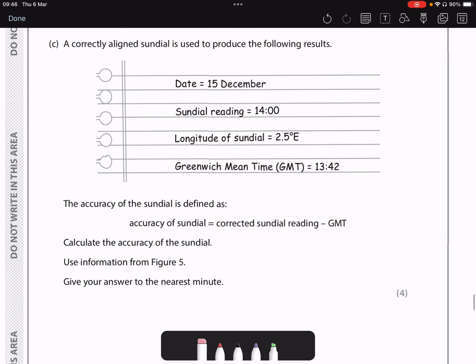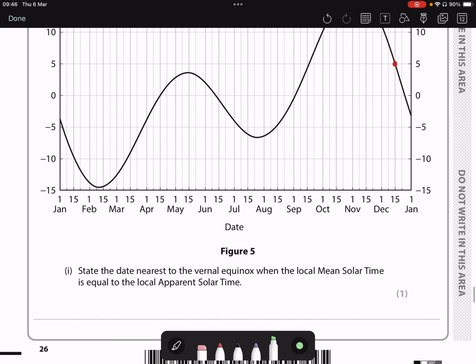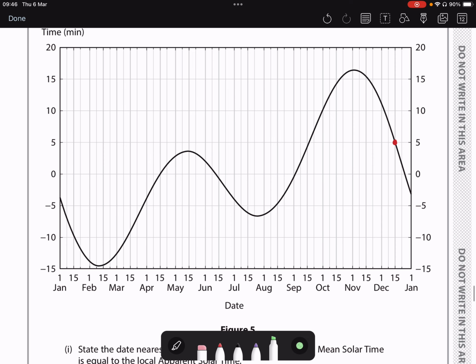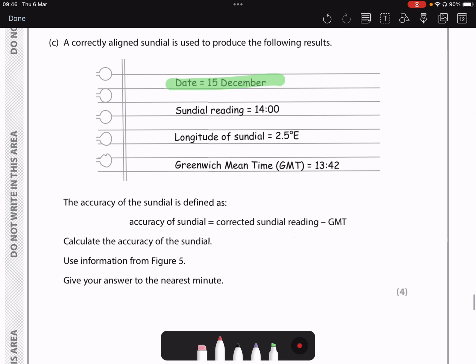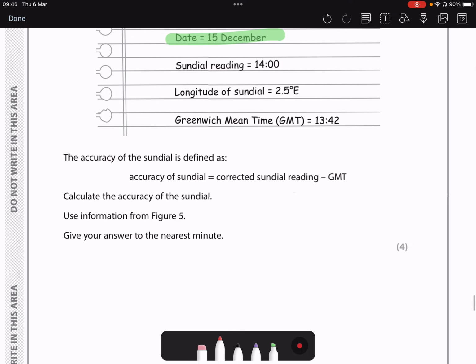Okay, so this is a little bit of a fiddly question. Equation of time is already fairly challenging, and this one is even harder than normal. So let's get into it. The first thing we need to do is look at this date, the 15th of December, and we can spot from there the 15th of December is this point right here. So the equation of time on that day is +5. So let's make a note of that straight away.